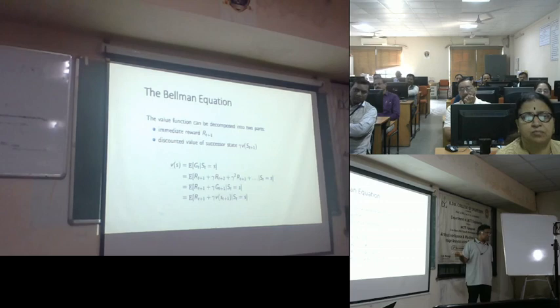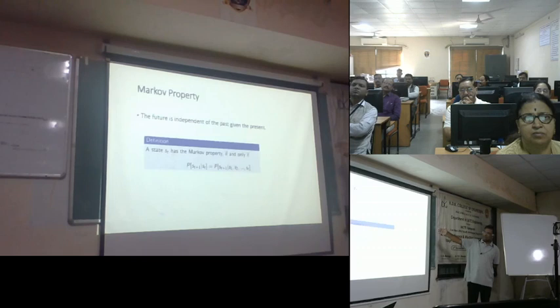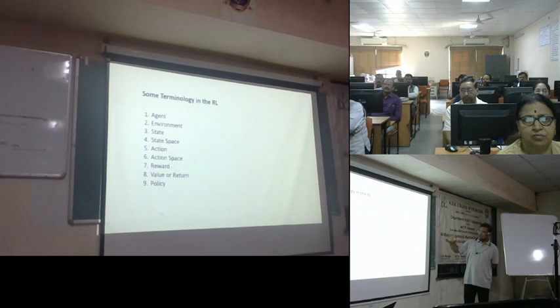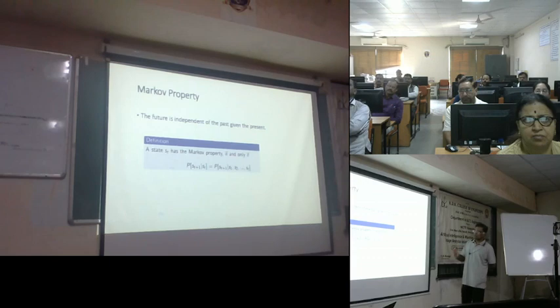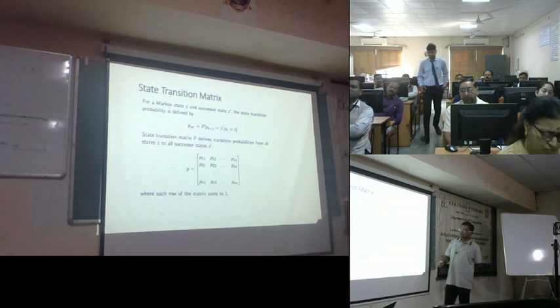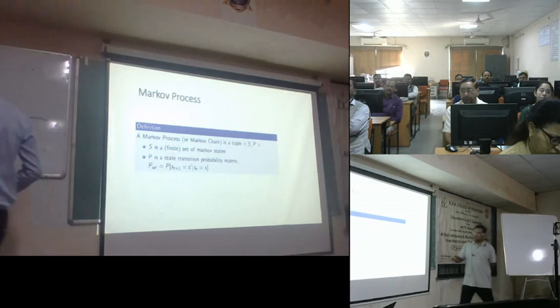Okay, so let's go back through all the slides and see all of these things. So this is our model of reinforcement learning. Next. So this is the probability, this is the Markov property, that the probability only depends on the current state. Then this is a state transition matrix. Okay, so this is like the current state going to the next state. Next, this is the Markov process, which has a set of states and the transition probability matrix.